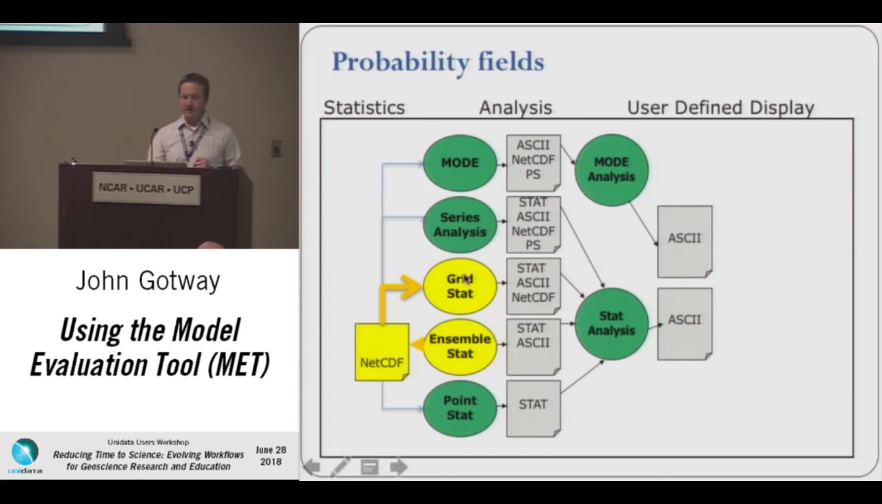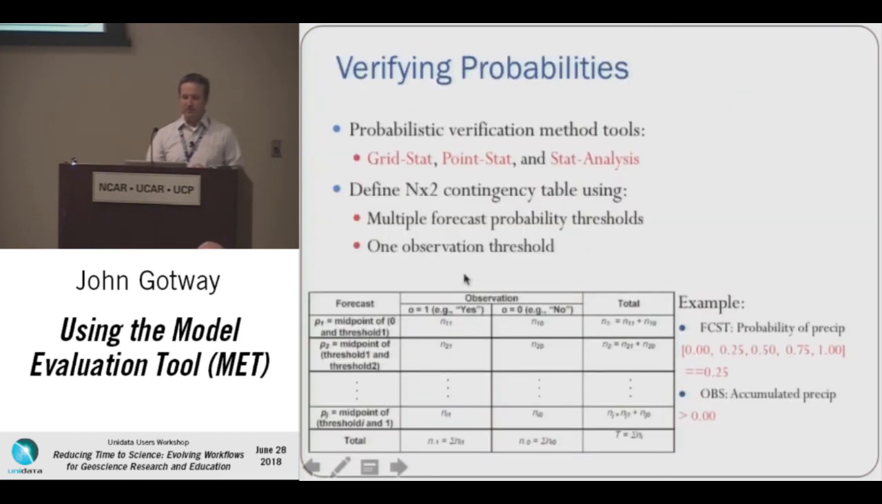You can feed it back into Grid-Stat to verify the probabilities. We do the verification of probabilities using an N by 2 contingency table. Tressa mentioned how you define your probability bins. So in the configuration file, you say, well, I want to evaluate my probability in, let's say, 25% bins. That basically determines the number of rows of this table. And then you define a threshold for the observation value to decide whether the event occurred or did not occur. So that defines our 2 columns here.